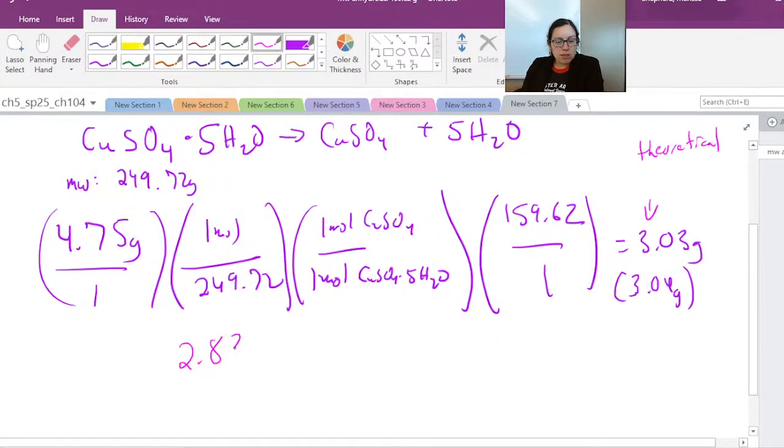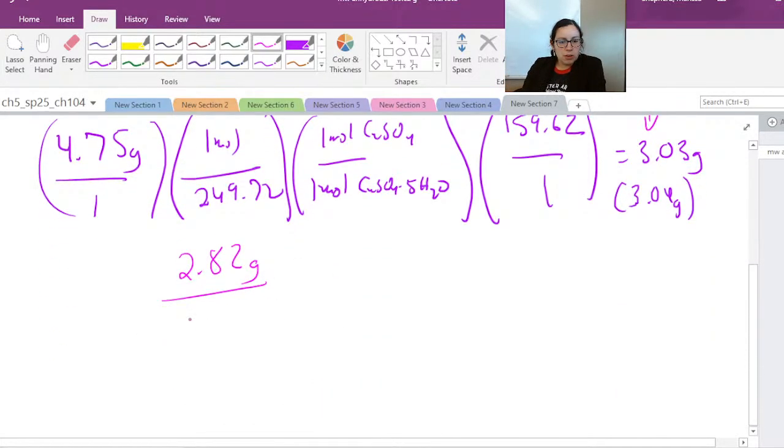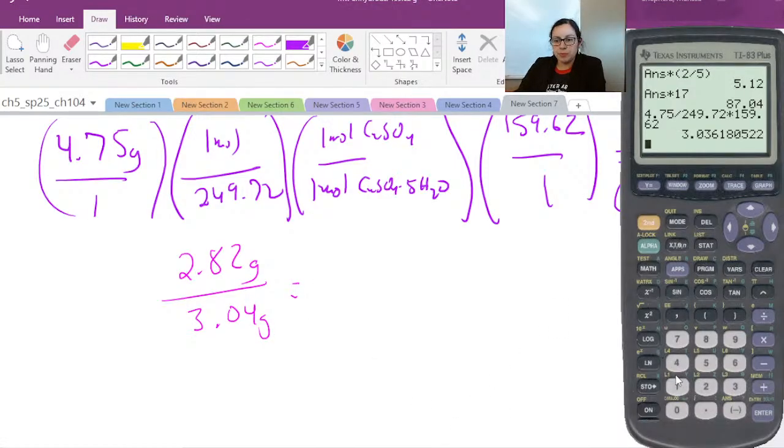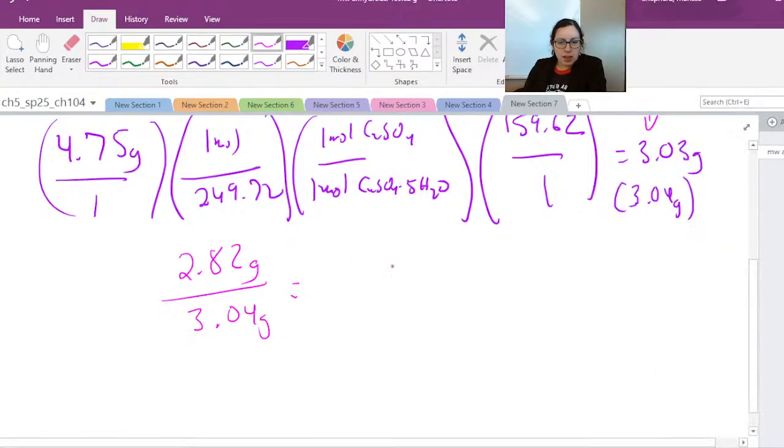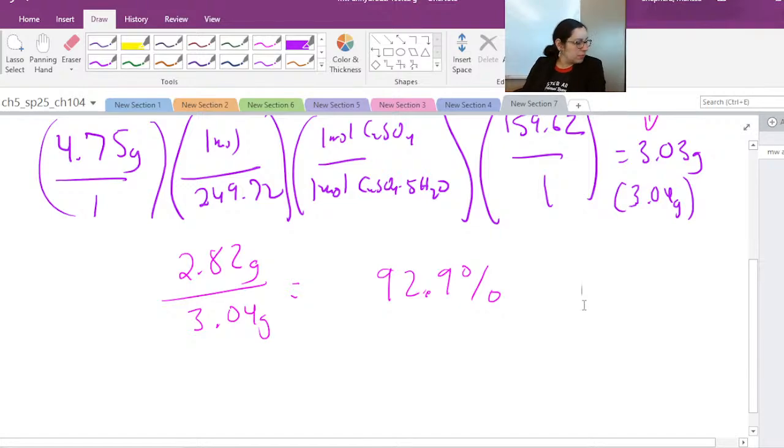Now we can take this 2.82 grams, what we actually recovered, so what you actually got in your beaker or your crucible, divided by the theoretical. We should get about a 93% yield or so. I left mine with 3 sig figs. All right, so that one's not too bad.